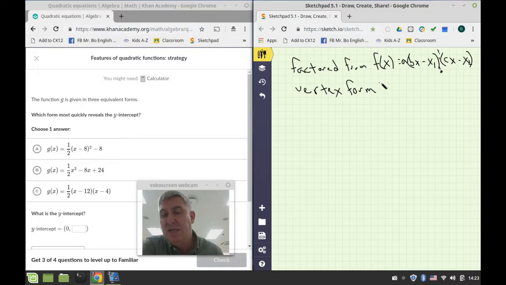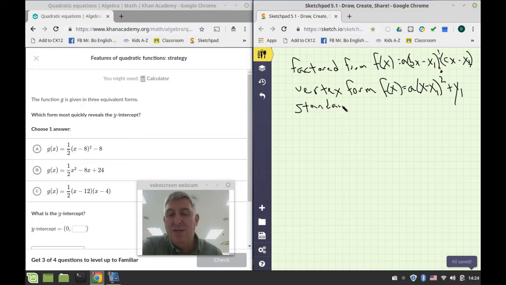And then the second thing we did in Khan here was the vertex form, which is equal to a times x minus x1 squared plus y1. X1, y1 is the vertex, so it's easy to find the vertex from here. And the last, we studied standard form way long ago, but we didn't use it, right? We didn't use it until the end here. Ax squared plus bx plus c, when we got into quadratic formula and such.